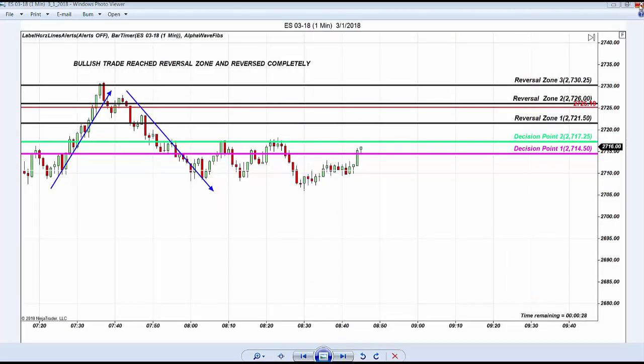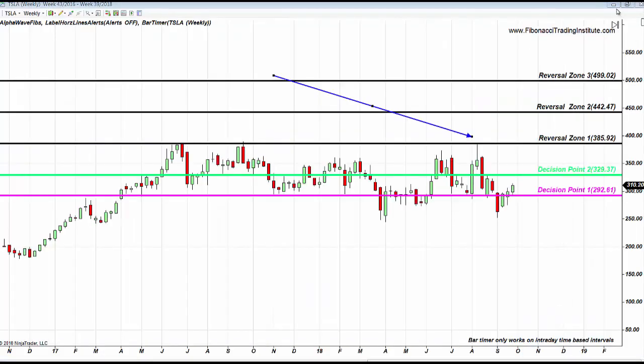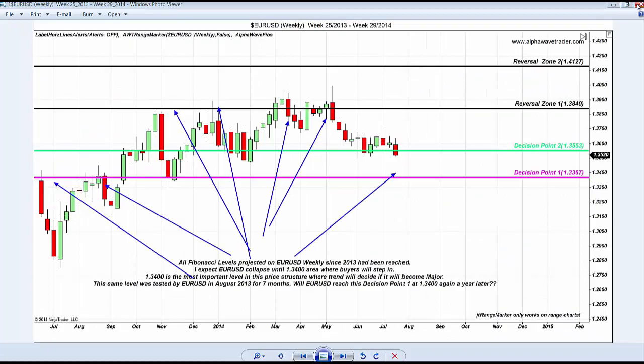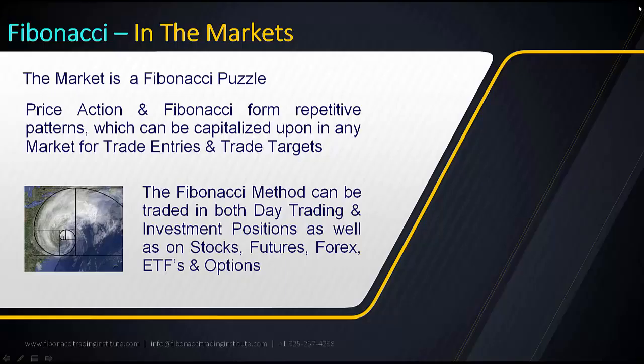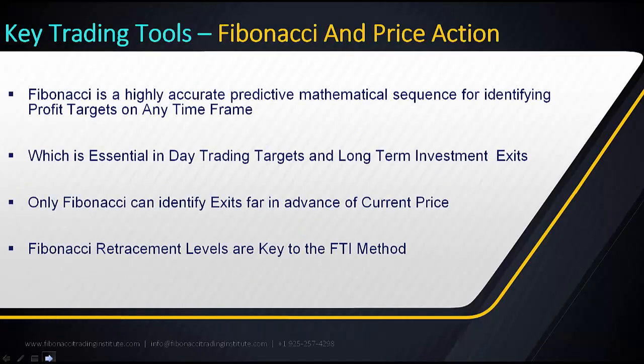Choice is yours. Do you want to trade options? Do you want to trade stocks? Do you want to trade Forex? Do you want to trade Tesla? Price action patterns remain the same. Risk management is the only difference. Fibonacci is the only highly accurate predictive mathematical sequence to identify profit targets on any instrument.